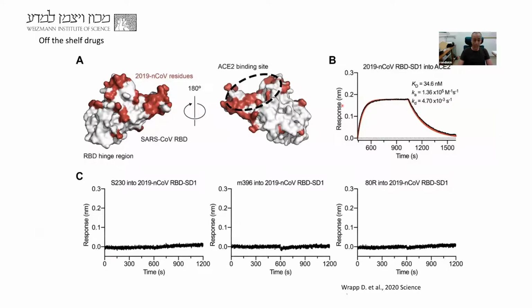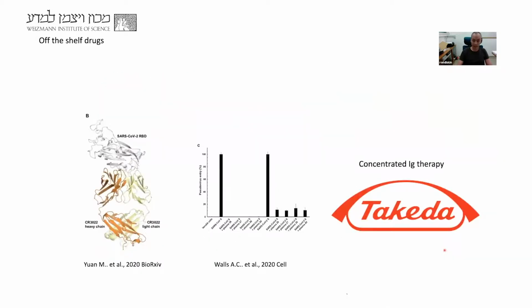Specific antibodies that were isolated against the previous SARS are not very effective. You can see here in those straight lines, basically they don't bind the new SARS protein. Nevertheless, we have anecdotal indications now that some antibodies might actually be effective.